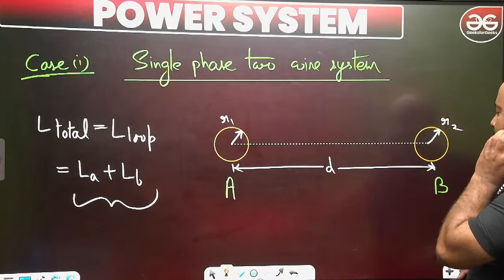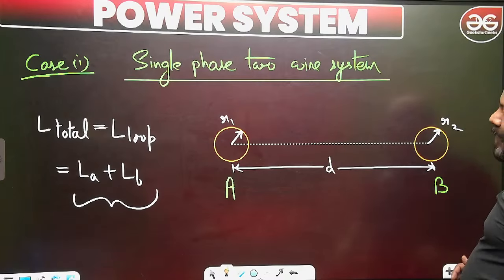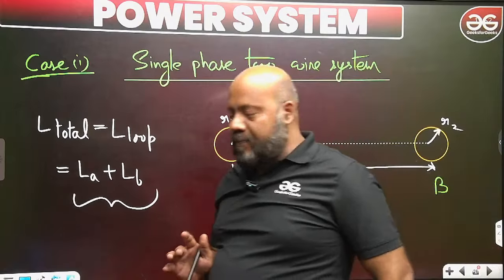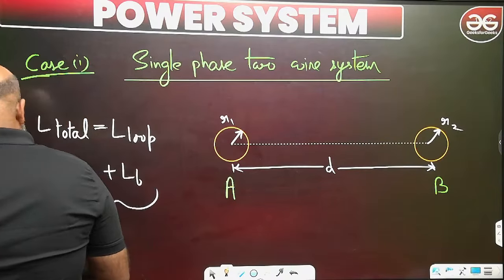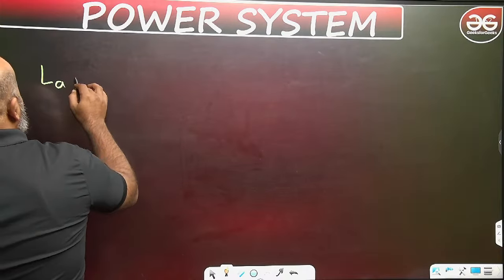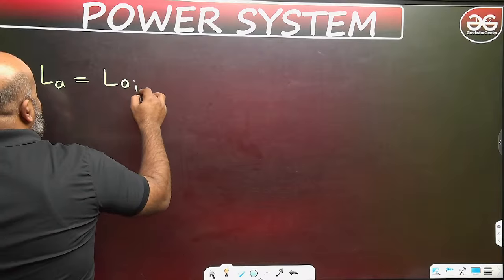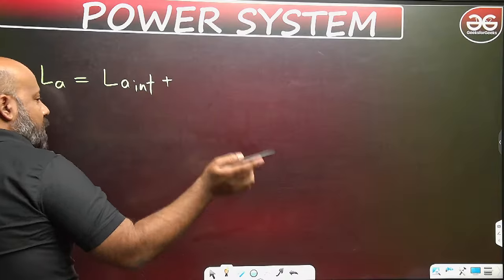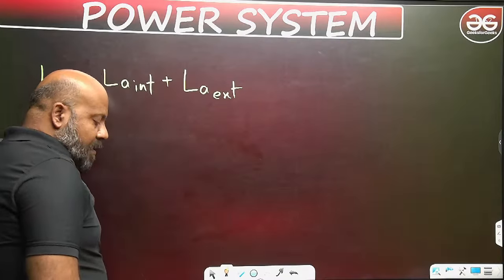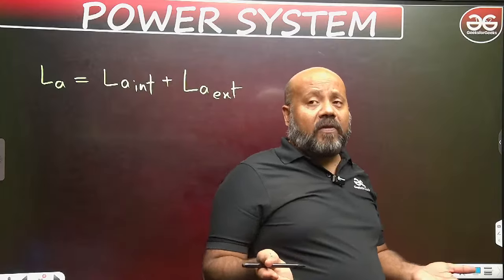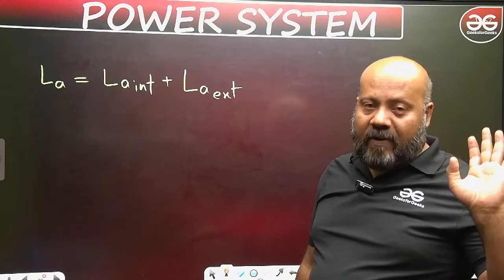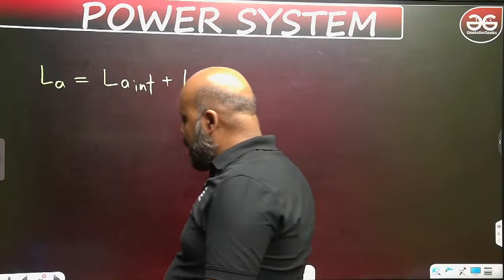Now you see. It means I have to calculate inductance for A separately, inductance for B separately, and then I can add them up. Suppose I am trying to find the inductance for A phase. Now A phase inductance I will divide into two parts: inductance because of internal flux linkage and inductance because of external flux linkage. Sir, what do we mean by internal flux linkage and external flux linkage? I will show you, so you can understand.